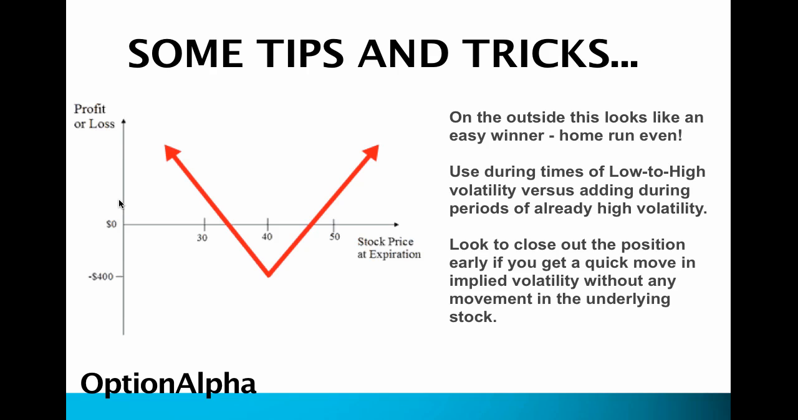So like I said before, these are double the timetable, meaning they have to make money twice as fast as a regular option because you're long two options. So you've got twice as much time decay factored in. So if you see a quick move early, don't expect to hold this all the way till expiration. Take the money off the table, take the profit, and live to fight another day.